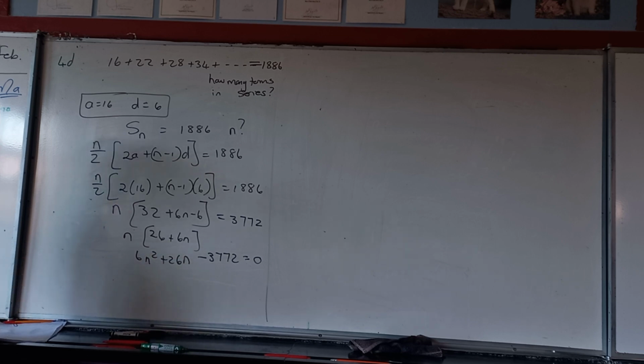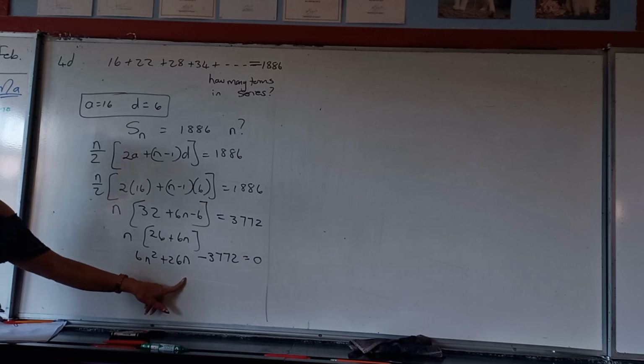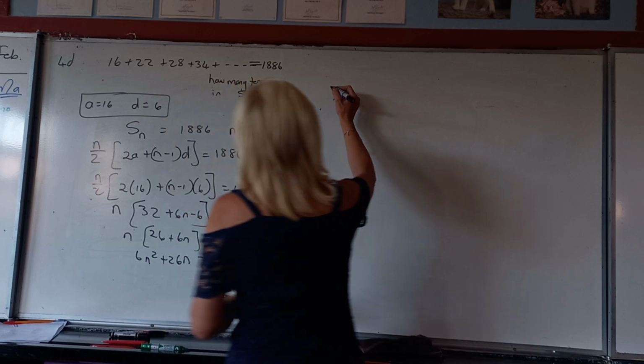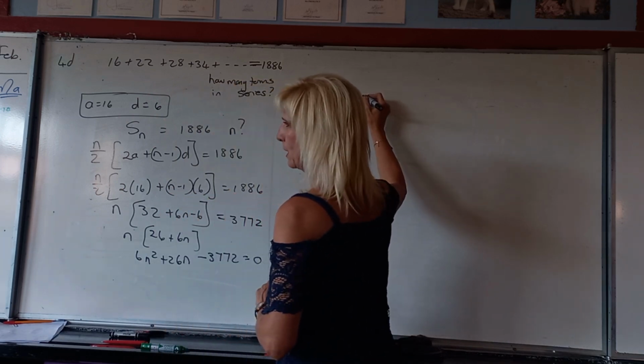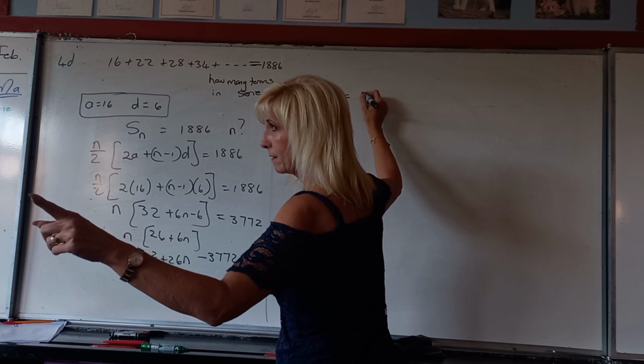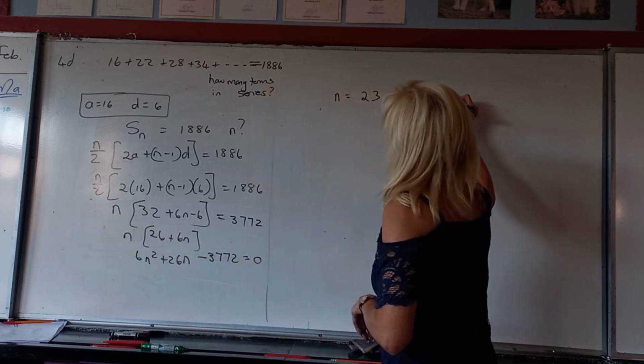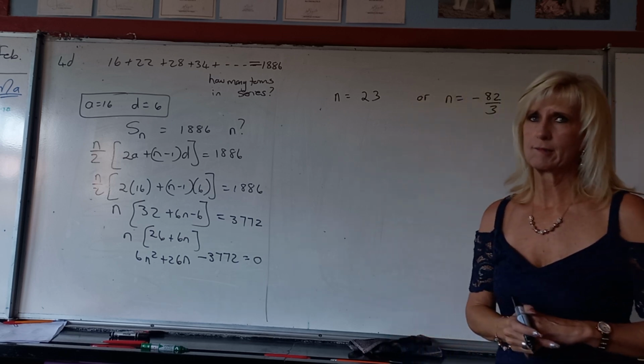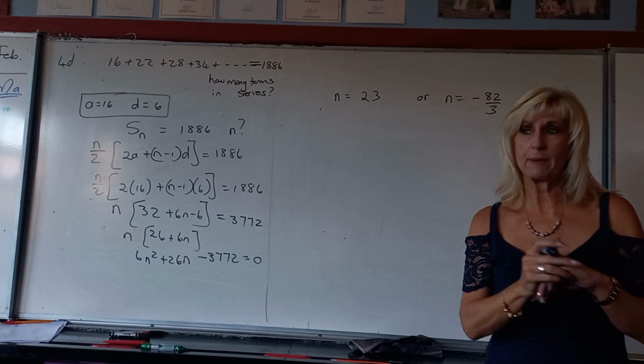How can you do this on your calculator, though? Shift. And the mode is equations. And you go for the quadratic one, which is number 3. And you punch in your A, 6, B, 26, and C, negative 3772. Fantastic. I don't have to do that on my own. But the answer is what? X1 is 23. Say again? 23. And then negative 82 over 3. Okay, full marks for this kid, because you're going to get it right. You're going to make them happy.